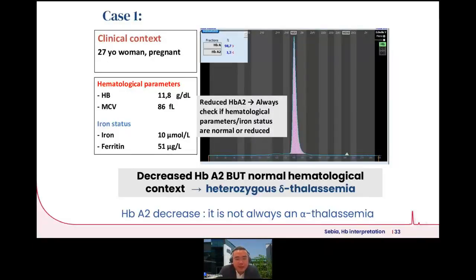Okay, let's look at some case examples. In this case, the patient has normal hematological parameters, but you see a hemoglobin A2 that's being reduced. So what could potentially be the problem? It could be a heterozygous delta thalassemia, which doesn't present significant clinical problems.